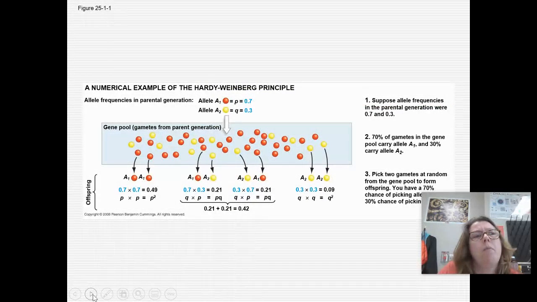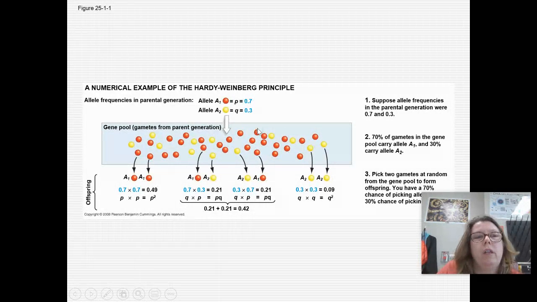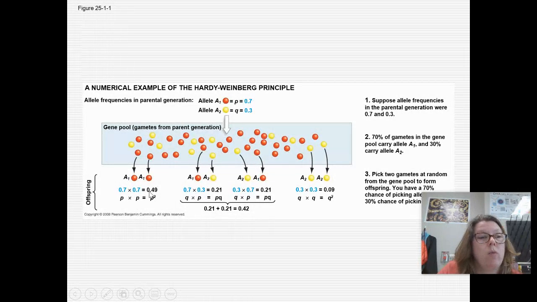So again, there's a couple numeric examples of Hardy-Weinberg here. So this just kind of gives you a visual showing you the gene pool. This is all the alleles for the whole population, right? A1, that's P times P, which is P squared, right, or 0.49. The individuals who are A1, A2, right, are 0.3 times 0.7 or 0.21, right? But you multiply that by 2. So 2PQ is 0.42, and then Q squared is 0.09.